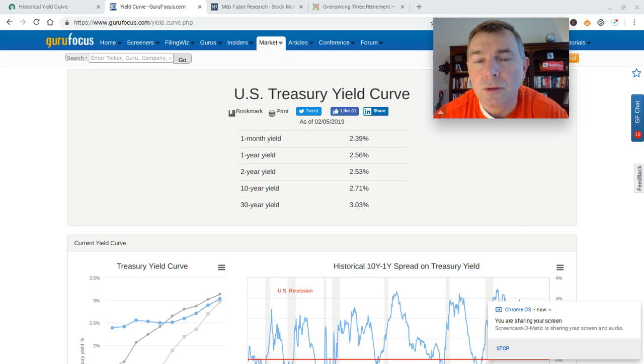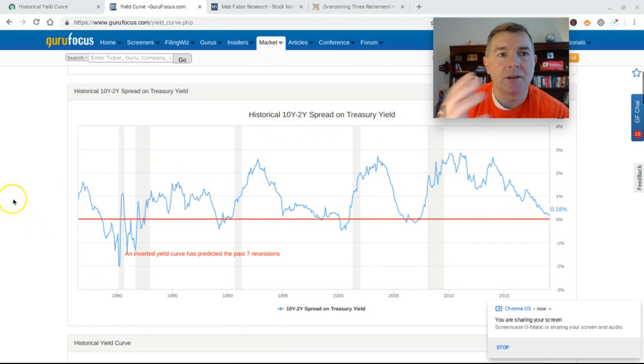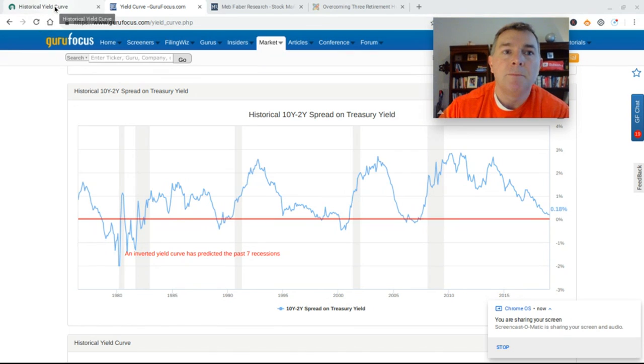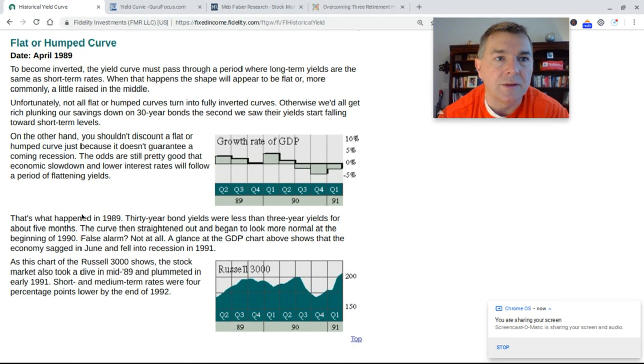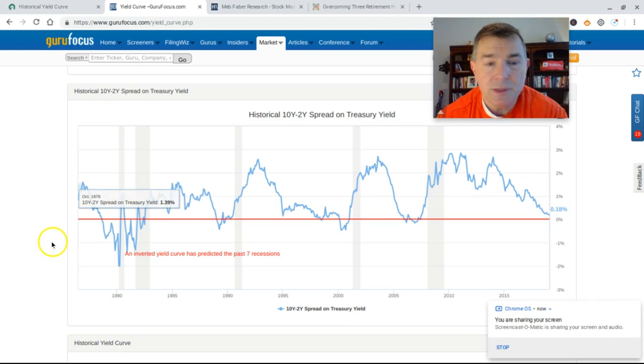Markets are not rational. We can't predict them. We just don't know. So at the end of the day, if you're watching YouTube videos, reading the financial porn that's out there, and you're saying, oh my goodness, this means that, I would ask you to think again. There is no validity to any of this stuff whatsoever. And as you can see, just look right here. I'm still stunned that Fidelity said that. They said explicitly, inverted yield curves are always followed by economic slowdown. That's simply just not true.